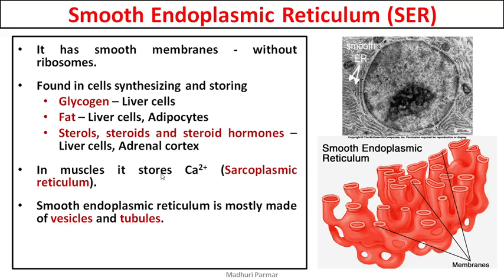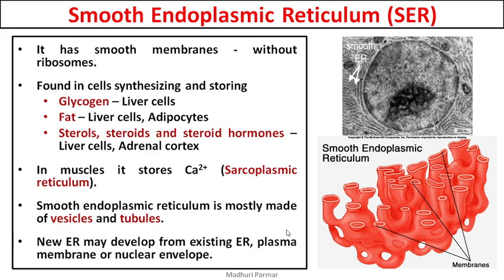It is mostly made up of vesicles and tubules. Remember, we studied three parts: cisternae, vesicles, and tubules, right? In that smooth endoplasmic reticulum, you will mostly find it is made up of vesicles and tubules. Clear? All of this what you see are mostly tubules.